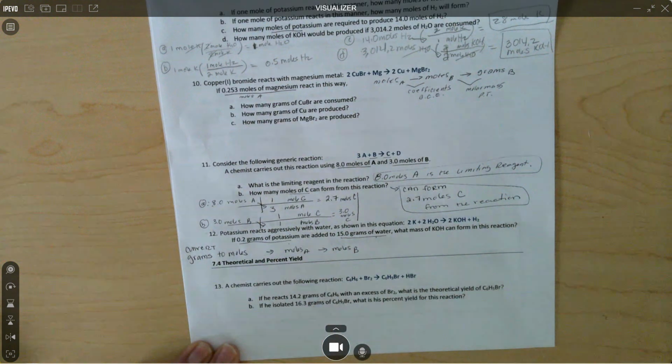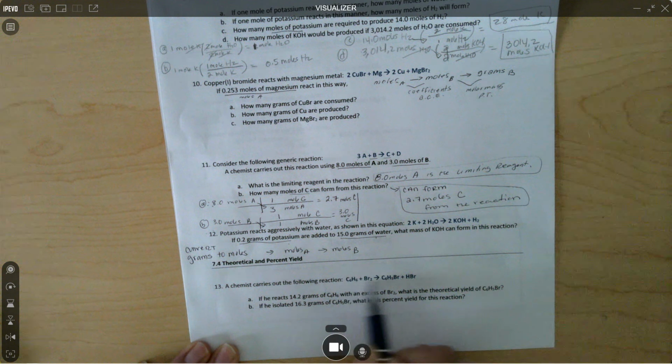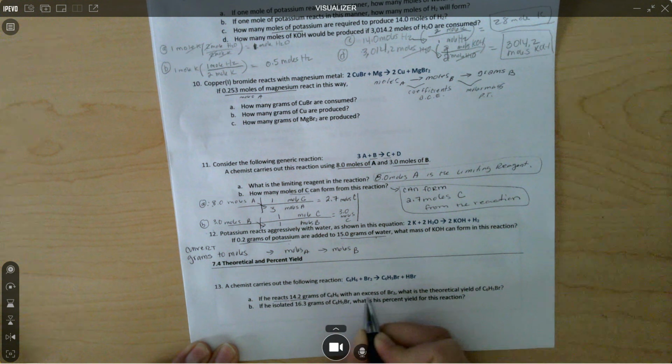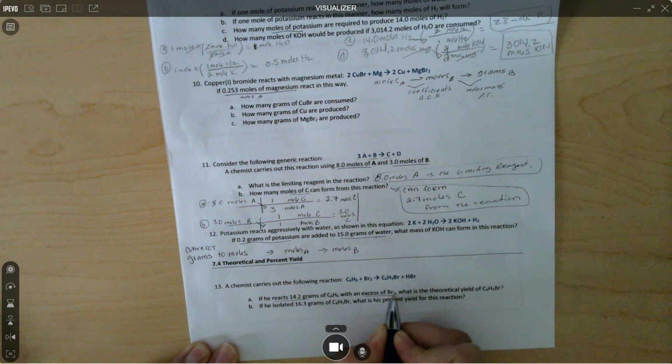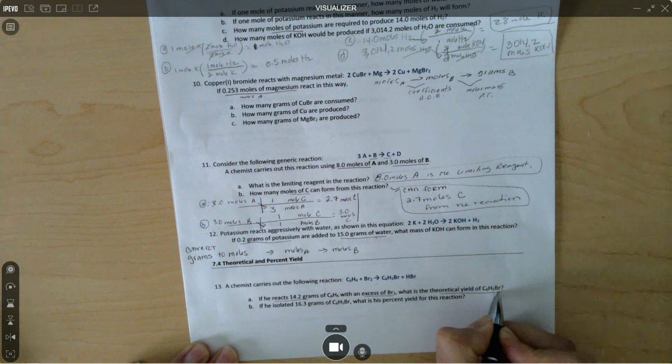All right, last one is theoretical and percent yield. A chemist carries out the following reaction. If he reacts 14.2 grams of C6H6 with an excess bromine or bromide, what is the theoretical yield of C6H5Br? Okay, so here is our equation. This is how much he reacts. And he says bromine's in excess, and we want to know the theoretical yield that can possibly be produced from this.